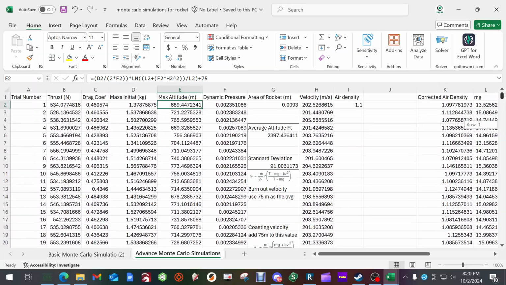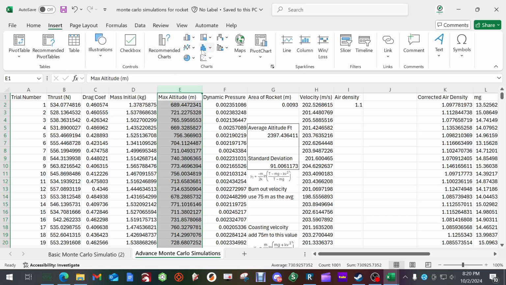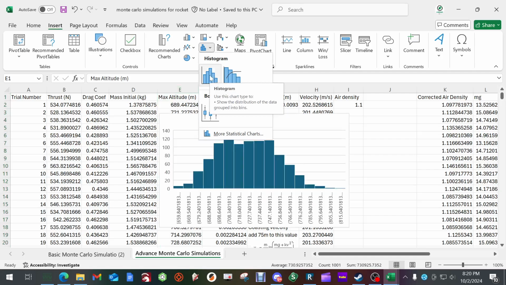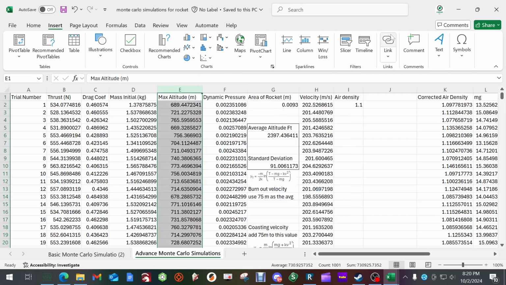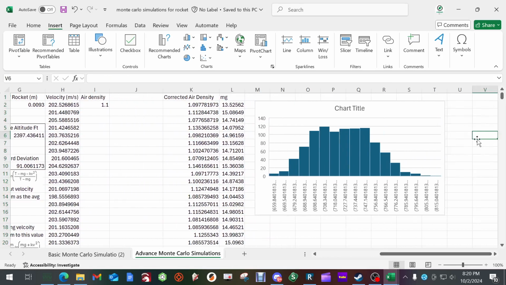And so, okay, what do we do now? Well, if you click on E, or whatever column is your max altitude, it'll select the whole thing. And if you go to Insert, you can go to Statistical Charts, and you can do a histogram. And that's the one we're going to be looking at. But I've already done that. It's over here.